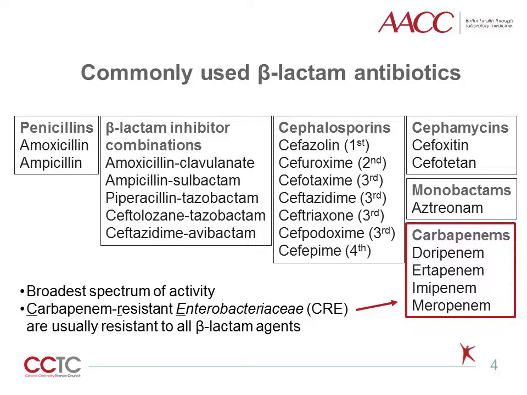Aztreonam is the only available monobactam and has activity against aerobic gram-negative bacteria. The carbapenems, doripenem, ertapenem, imipenem, and meropenem, are some of the most important beta-lactams because they have the broadest spectrum of activity. Often considered last resort antibiotics, they are reserved for serious infections. Carbapenem-resistant Enterobacteriaceae, or CRE, are usually resistant to all beta-lactams, severely limiting treatment options for patients with these infections.